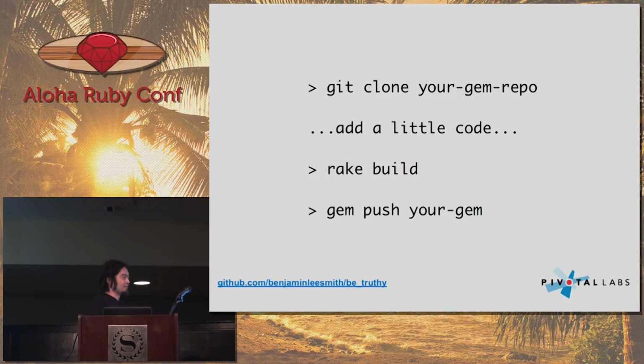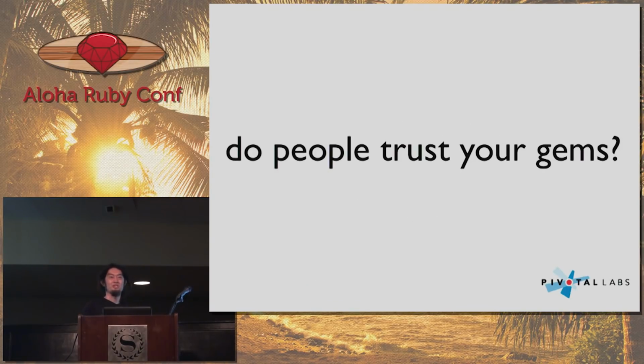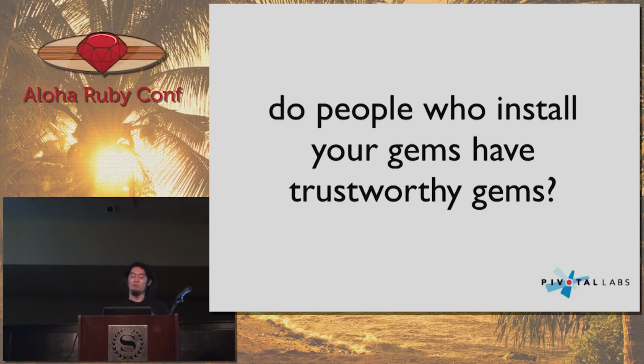And all that happened just by grabbing that little gem API key and the gem credentials file. So, do people trust your gems? And do people who install your gems have trustworthy gems? So once I hack your gems, and your friends install your gems, then I hack their gems, and it goes bigger and bigger and bigger, and it becomes viral to some extent, right? And then you ask the question, how many steps would it take for me to get from my gems to one of the dependencies of Rails?